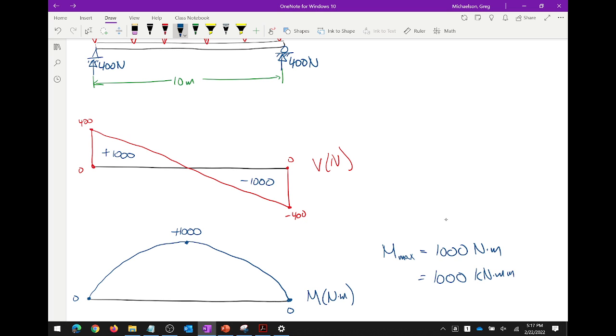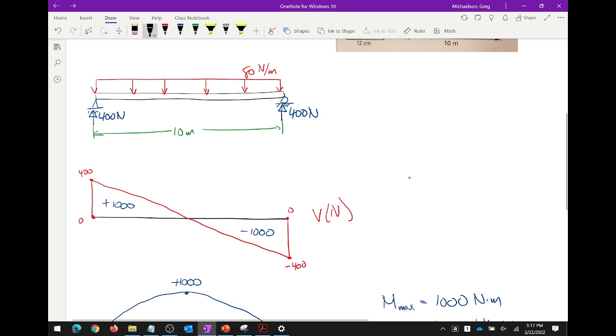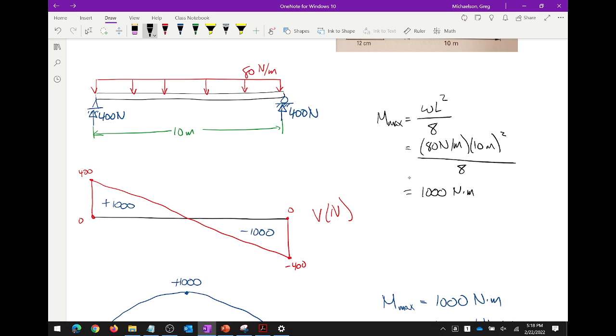May I also remind you of a way to avoid constructing the shear and moment diagram altogether? If I remember correctly, M max for a simply supported beam subjected to a uniformly distributed load is WL squared over 8, right? 80 over 8 is 10 times 100 is 1,000. Right?